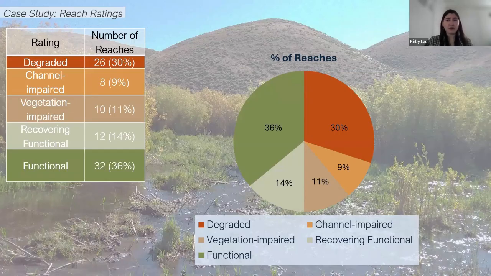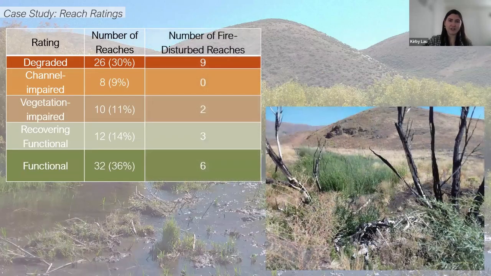When we considered the number of reaches within each of these categories that was disturbed by the Glendale fire, which is that 2024 fire I mentioned previously, 9 out of 26 degraded reaches were impacted by the fire, while 6 out of 32 functional reaches were impacted. And just as a reminder, those degraded reaches were experiencing both vegetation and channel impairment, likely because with the loss of riparian vegetation in the fire, you're more likely to see loose soils and increased erosion, and it's kind of a feedback loop.